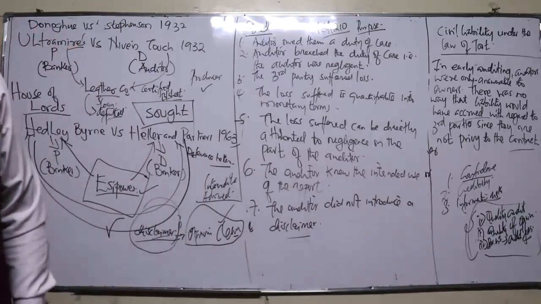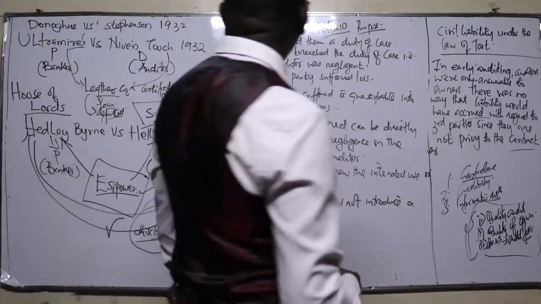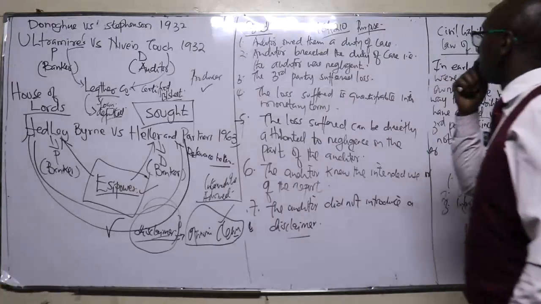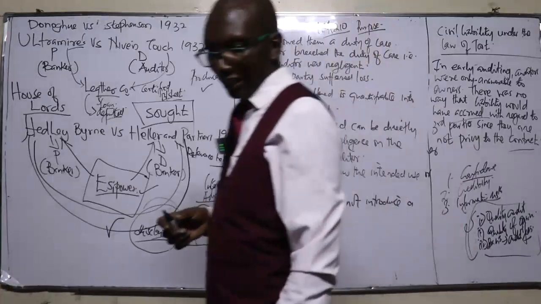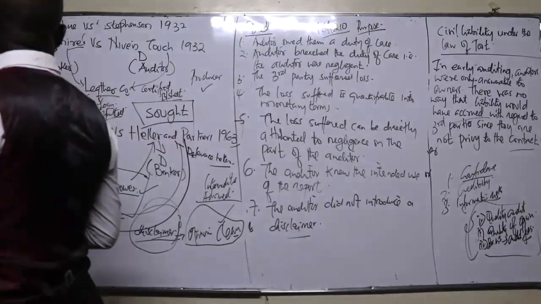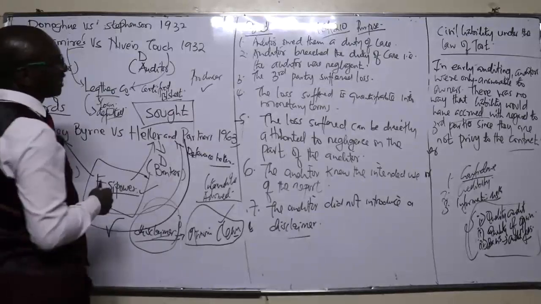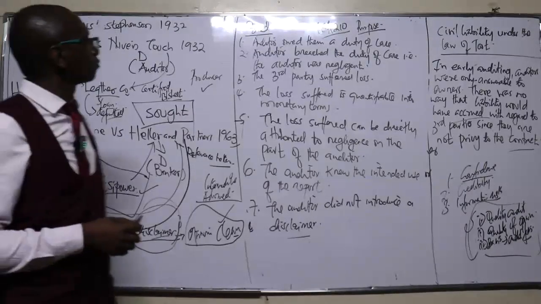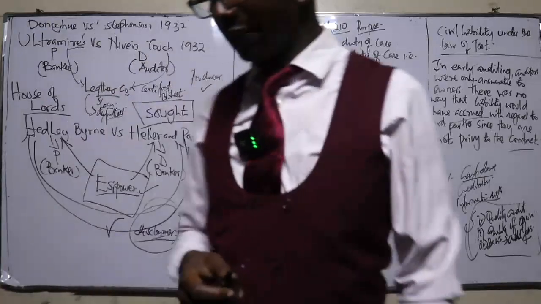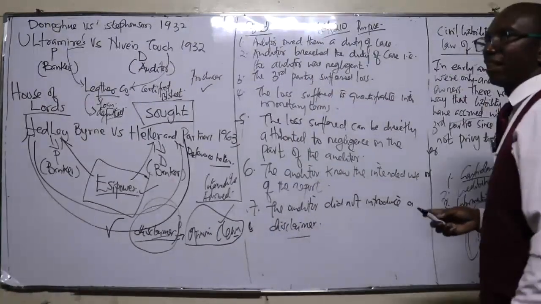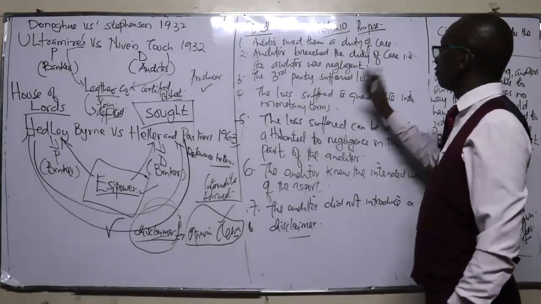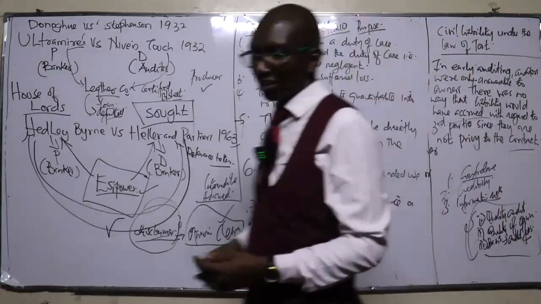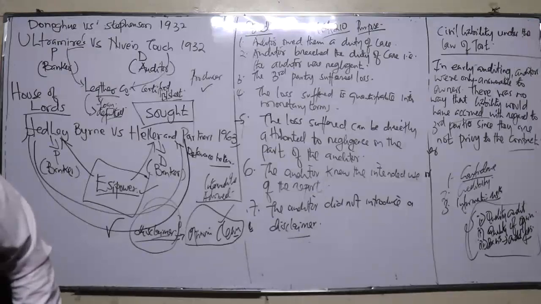Skip along and say, for that party to succeed, then they must satisfy that. All right, list down these seven points. Also, the duty of care was breached, and they suffered loss. List them down very fast, as I top up some ink.